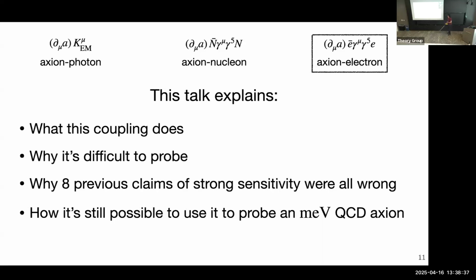One of the problems is that if you begin looking in the literature for claims that have probed this coupling, most of the papers you will see in the past year are wrong. You'll see some claims that you can probe it to 20 orders of magnitude stronger than astrophysics. All those claims are wrong, and I'm going to show you why. And then finally, I'm going to show you that despite all this, you can still use it to probe a QCD axion with good sensitivity. You have to work hard, but I think it's possible. And I'll show you a new experimental concept to do that later.